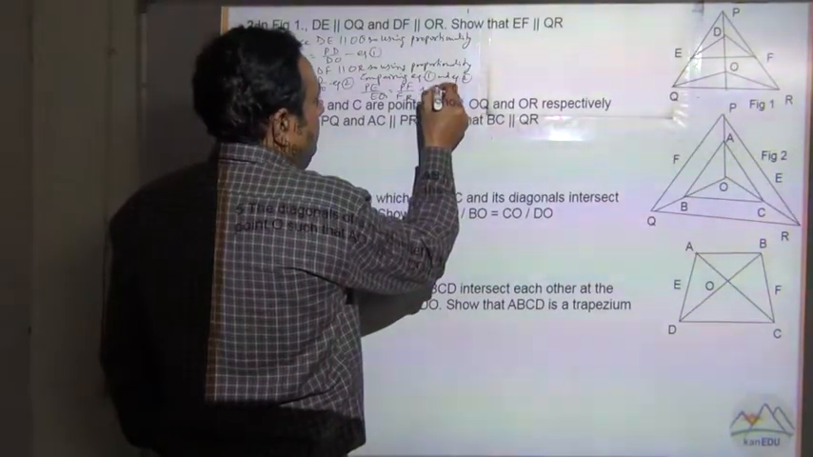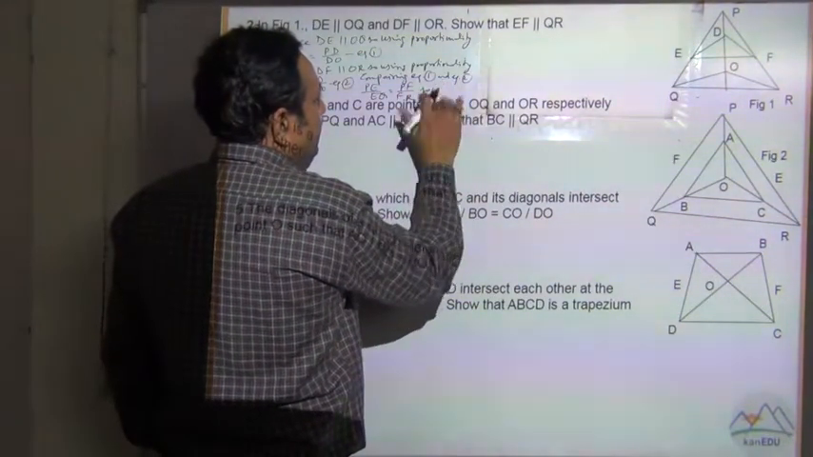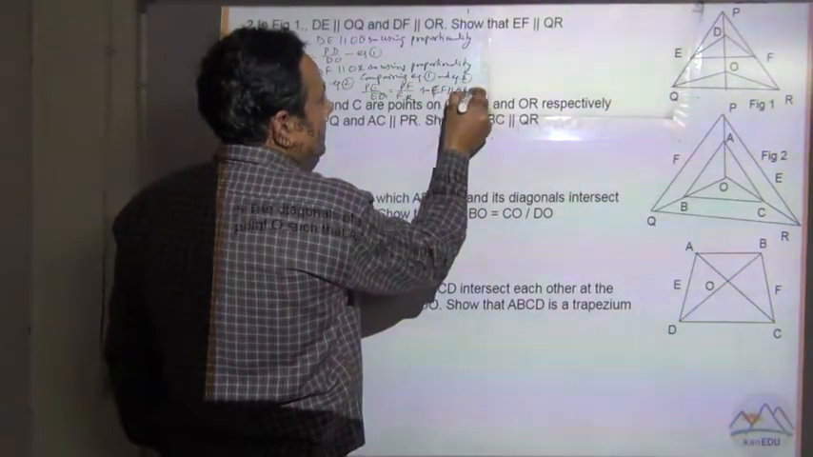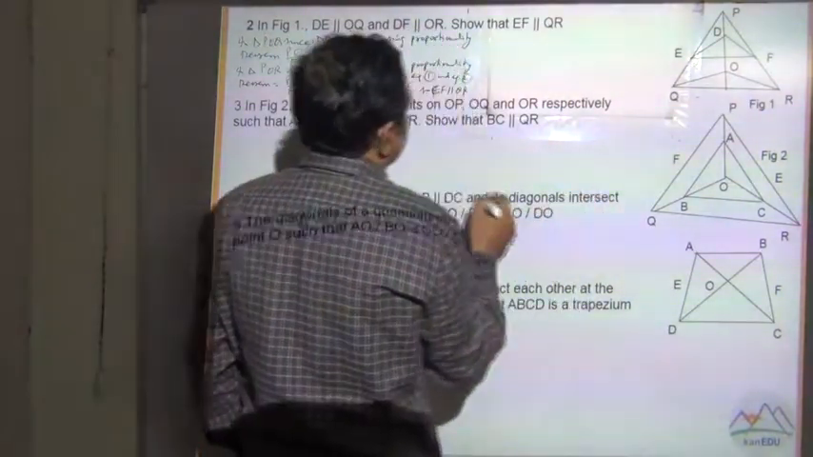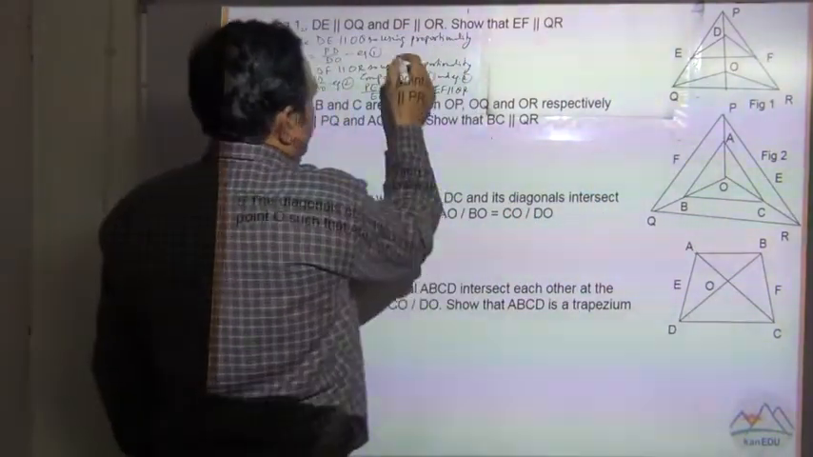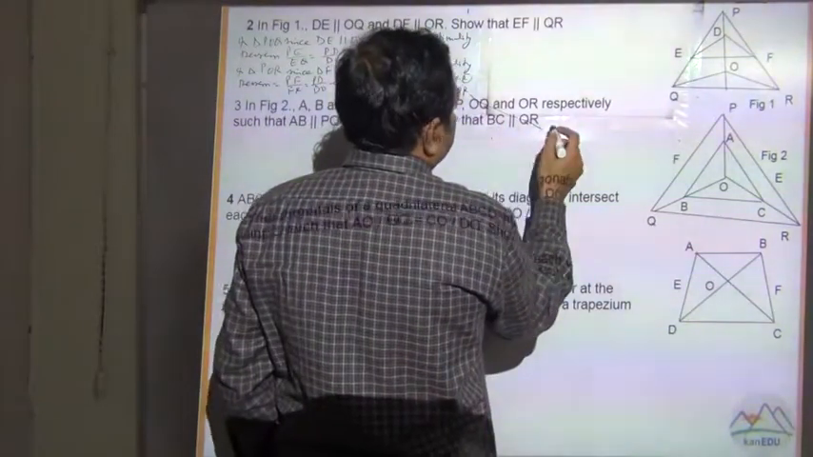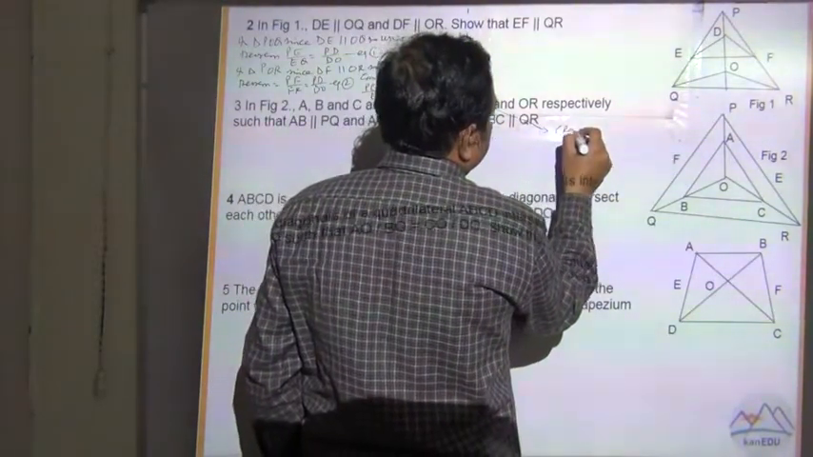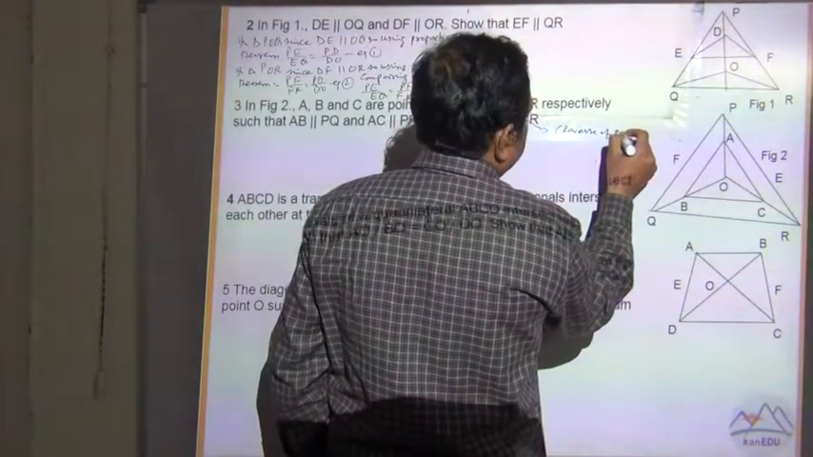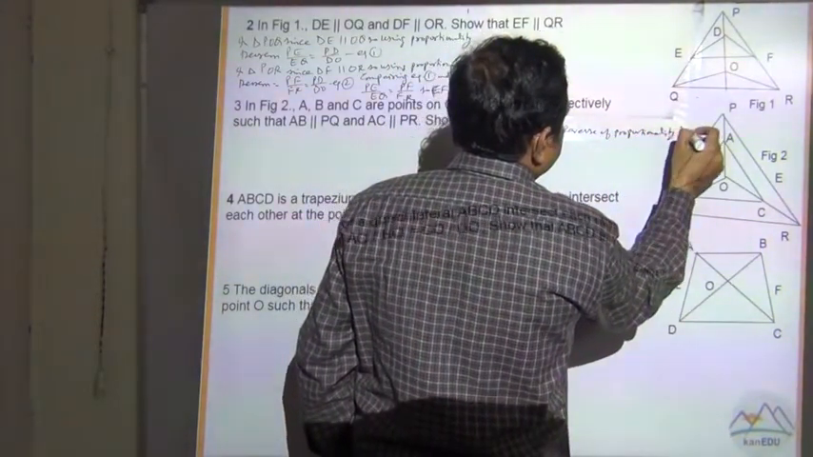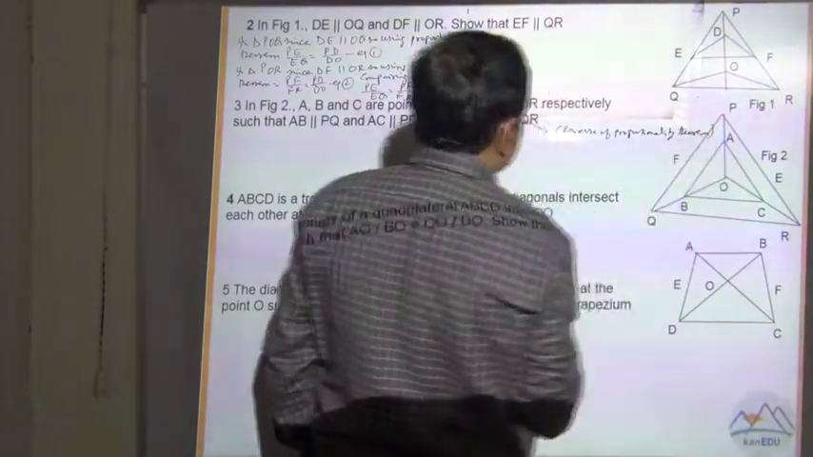So EF is parallel to QR due to the reverse of the proportionality theorem.